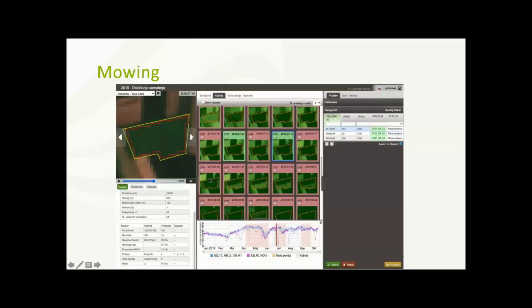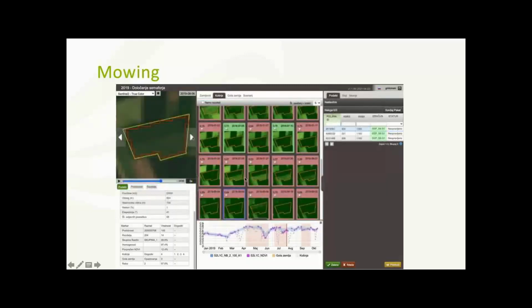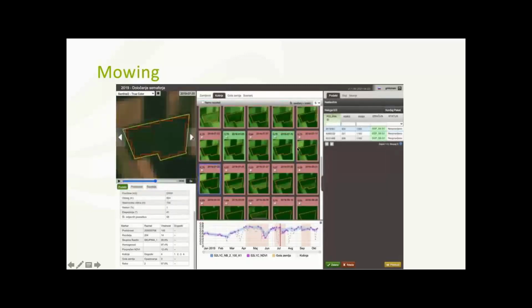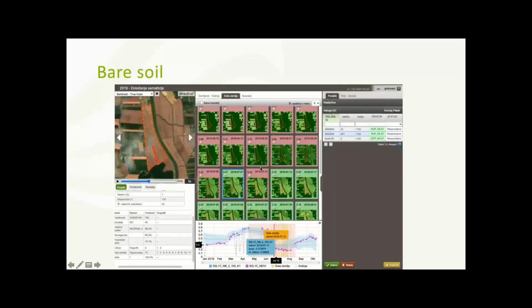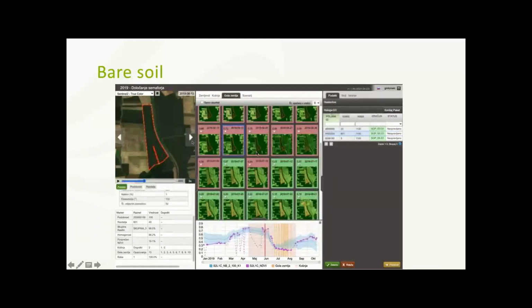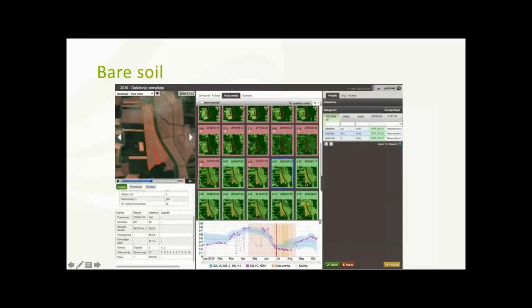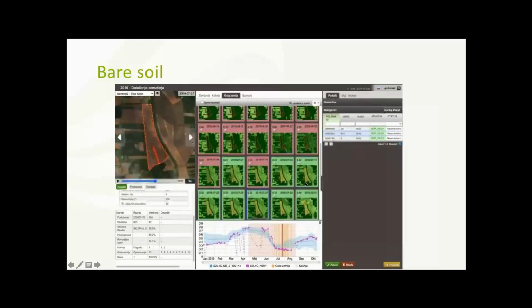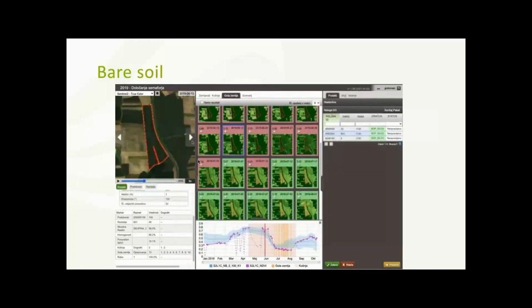In mowing, we see here again how many mowing periods there were. And for each period, we see the chips, how they go through, and then how many events there were. Similarly for bare soil, again, we have them detected here. This is coming from markers, right? So this is not part of the expert judgment application. It's just displaying this information.